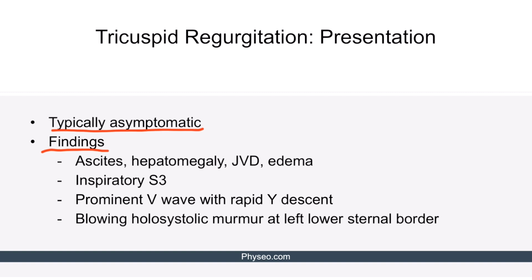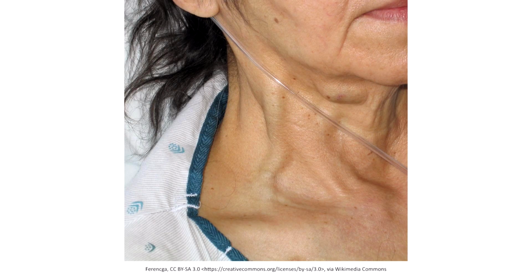The murmur in tricuspid regurgitation would likely be a blowing holosystolic murmur heard at the left lower sternal border. Here is an image showing jugular venous distension. Hopefully you can appreciate the prominent jugular veins right here. This is seen in tricuspid regurgitation because of backflow of blood into the venous circulation.